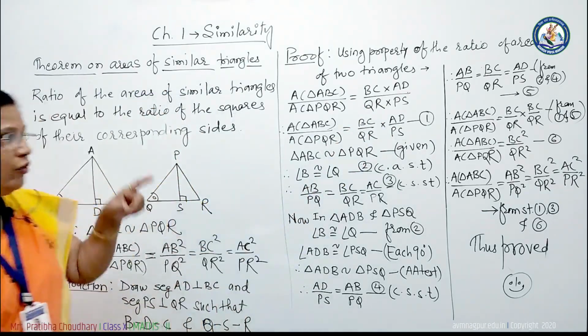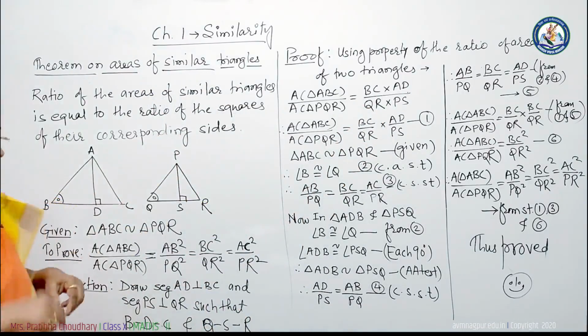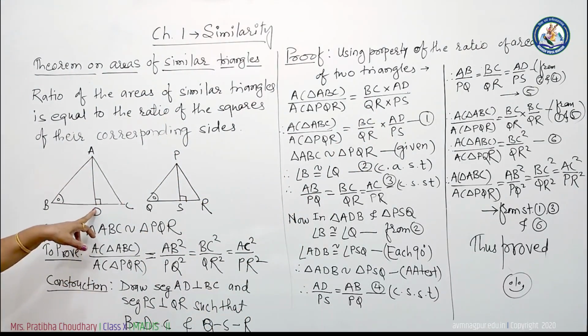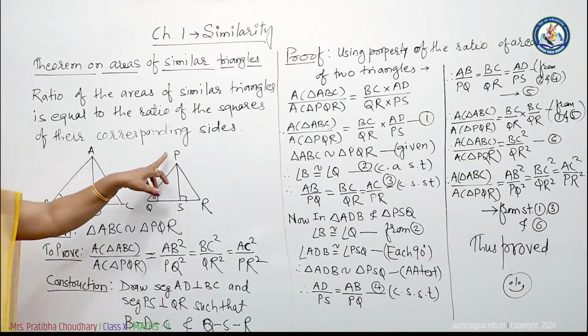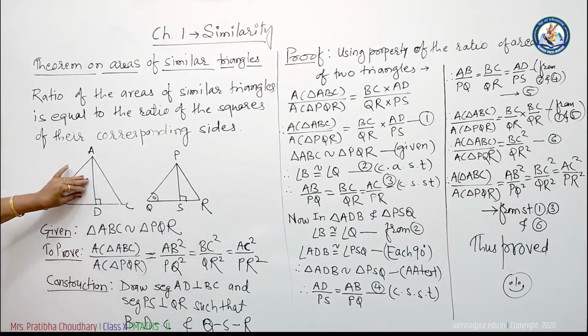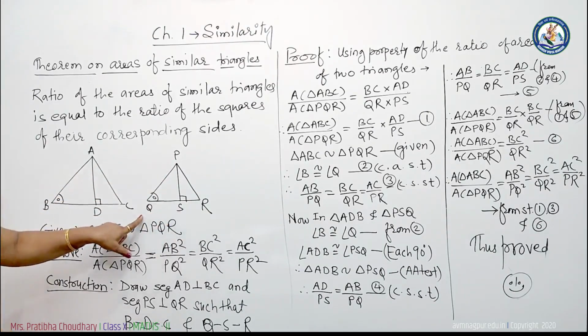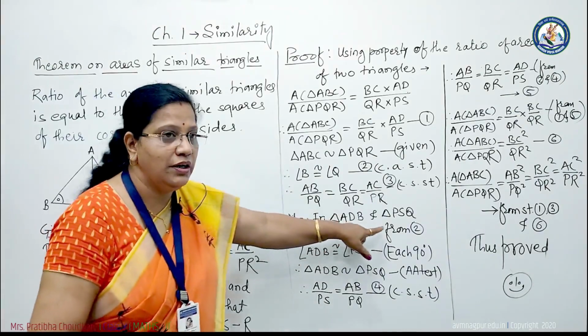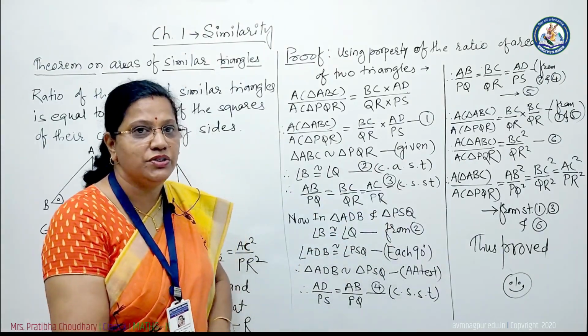So for that, AD and PS, you have to find AD and PS in the diagram. This is AD, which is perpendicular to BC, and this is PS, which is perpendicular to QR. So we'll use these two triangles, ADB and triangle PSQ. Taking these two triangles, we will prove they are similar to each other.